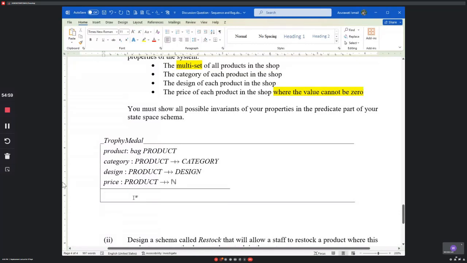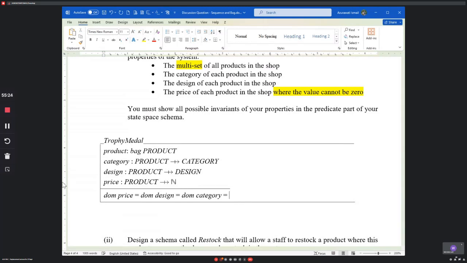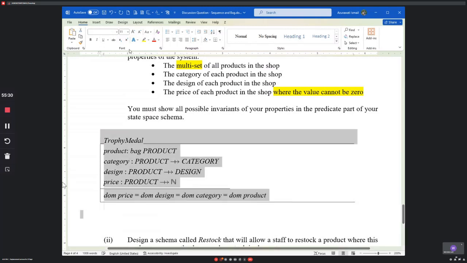So of course the rest is actually DOM price equals to DOM design equals to DOM category. And then remember, when it comes to bag of product, the domain is the actual data, the range is the quantity. So that's why here we have to put DOM product.